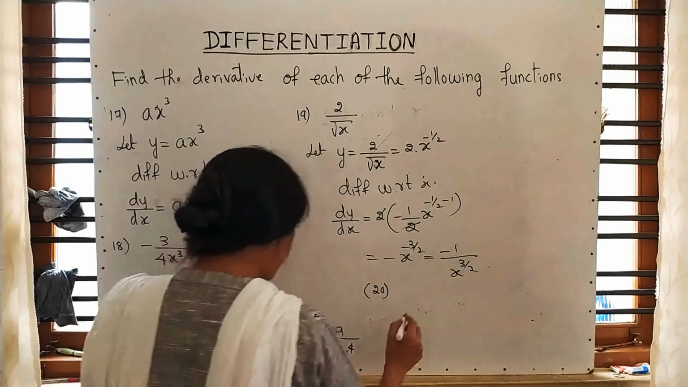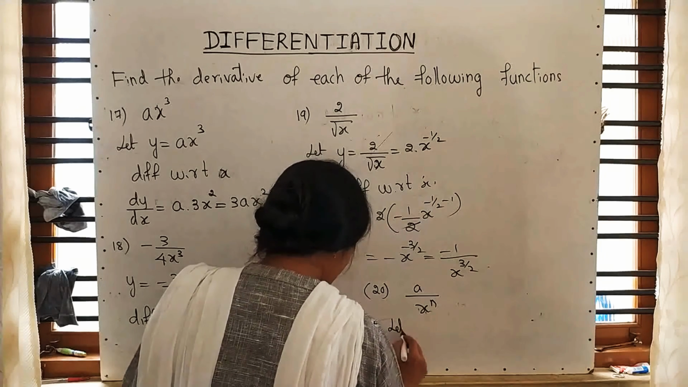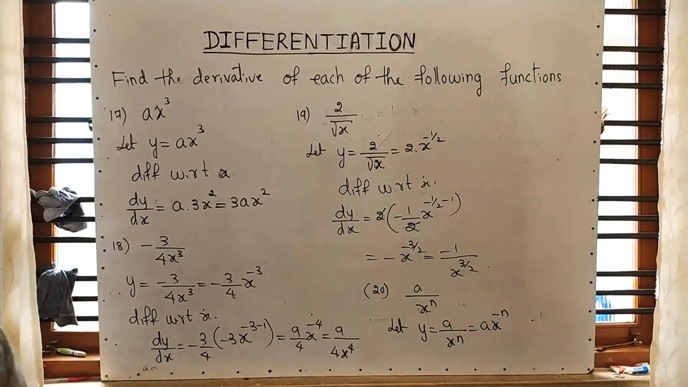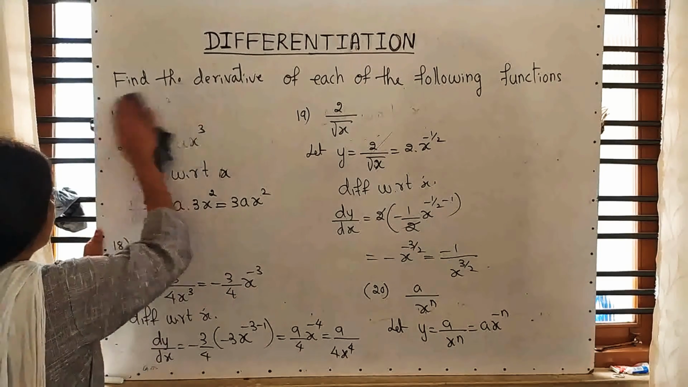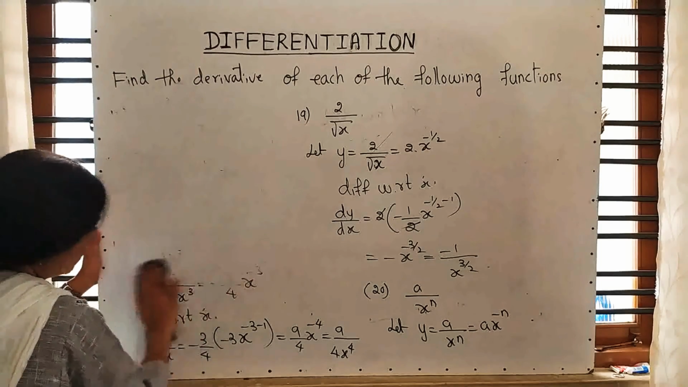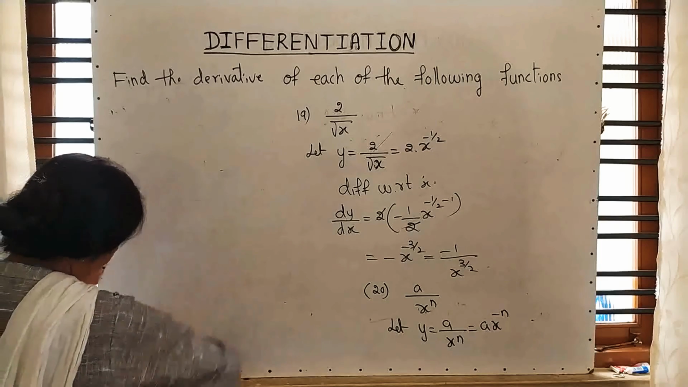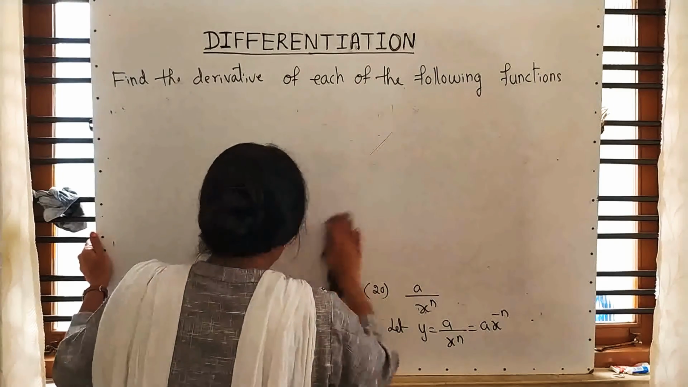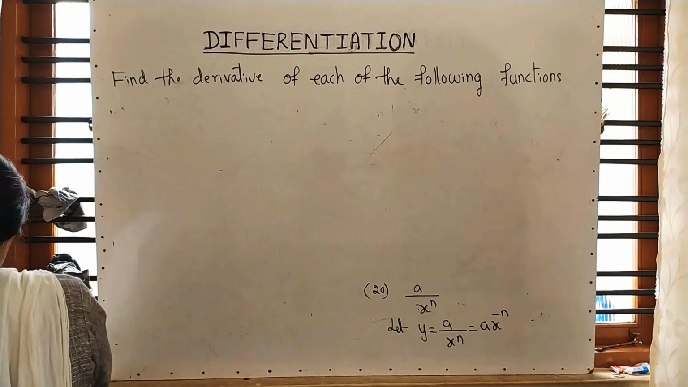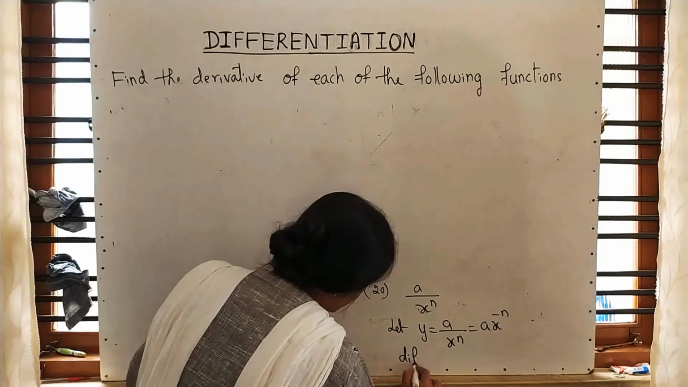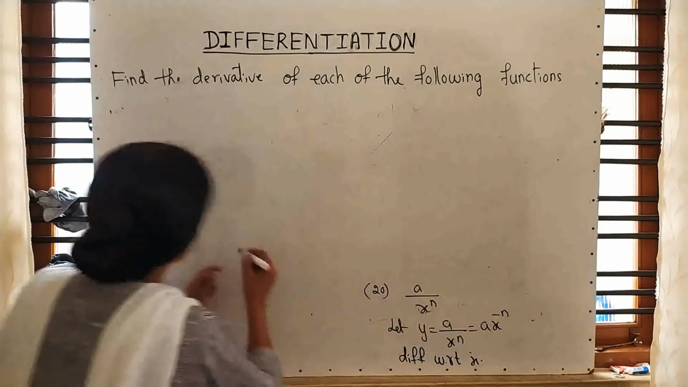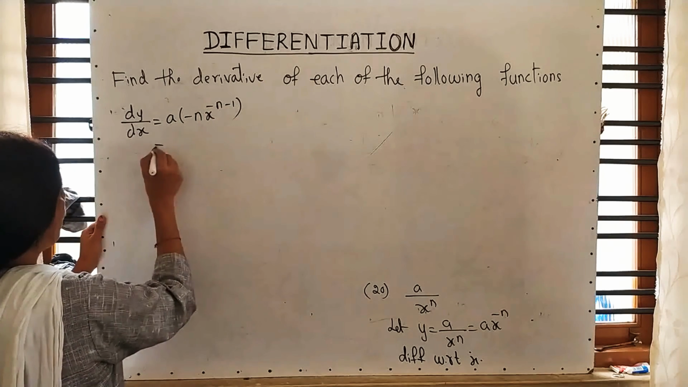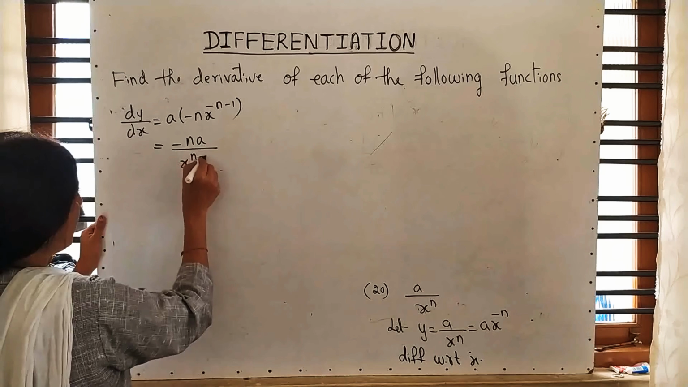Question number 20. A upon x to the power n. How do you write? A constant, x raised to minus n. Now differentiate that. Minus n. So if you want, you can write n. Both are negative. When you write it in the denominator, they become positive.